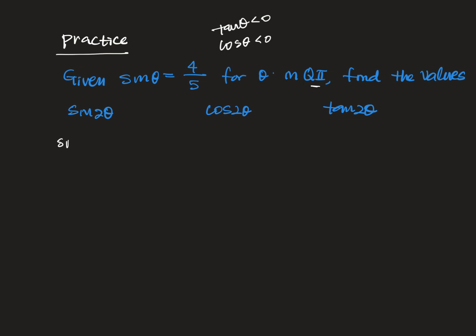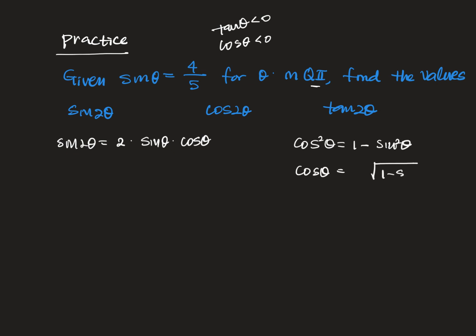Why? Sine 2 theta is 2 sine theta cosine theta. That's what you need, right? For cosine theta, the Pythagorean identity says cosine squared theta is 1 minus sine squared theta. Cosine theta is the square root of 1 minus sine squared theta, positive or negative. Cosine is negative, so we put the negative.